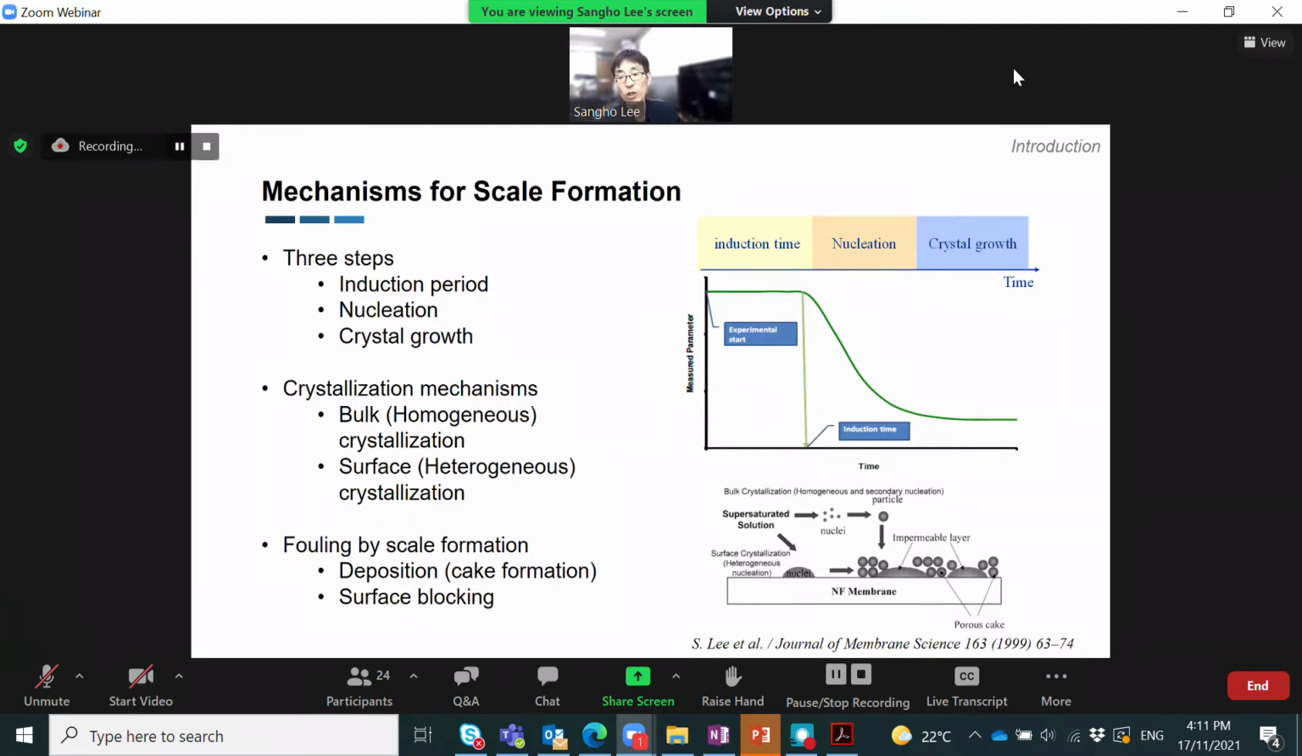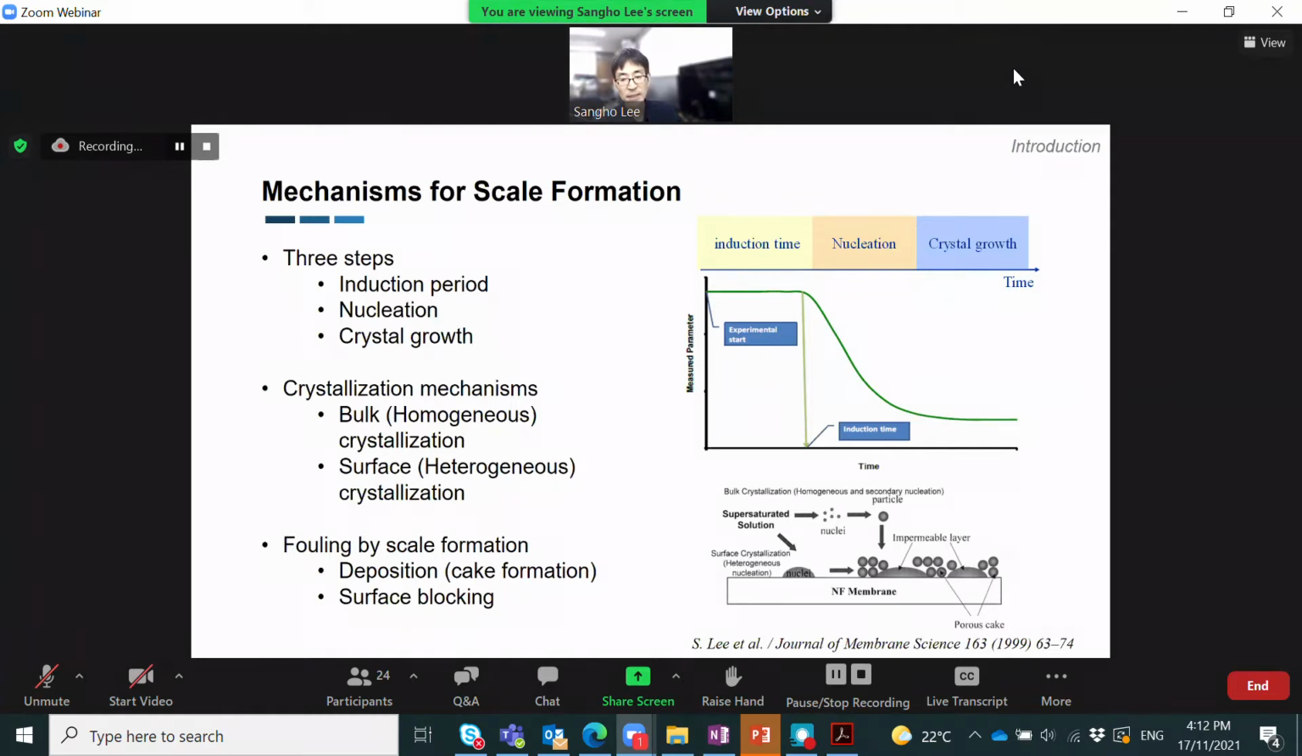And then nucleation happens, and the nucleation is followed by crystal growth. The nuclei created from the nucleation process start to grow, and then eventually we can see some of the scales in the solution or on the surface of the membranes.